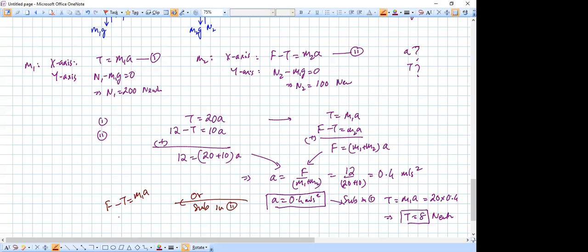So 12 minus T should be equal to 10 into 0.4. Oh, sorry, not 100, 10. The mass is 10, the weight is 100. Okay, so this will also give you the same thing. T is equal to 8 newtons.